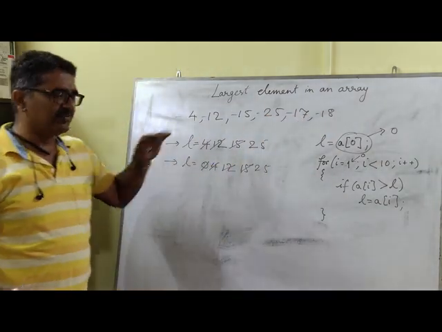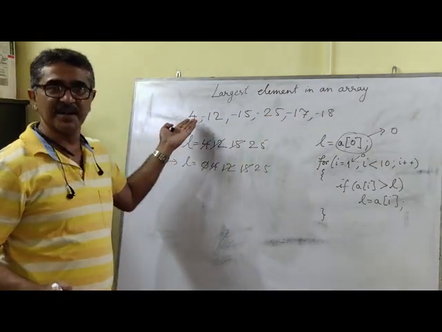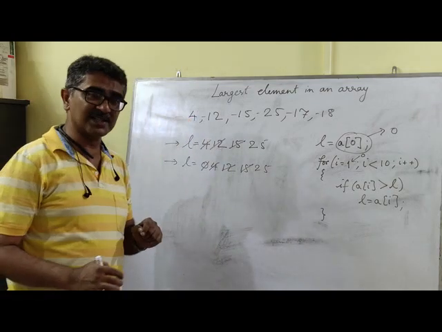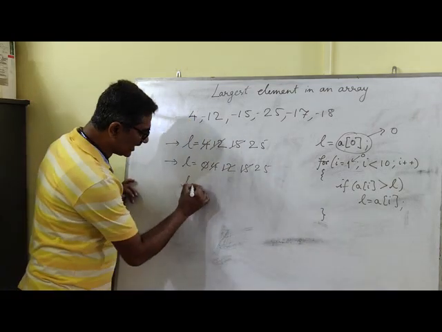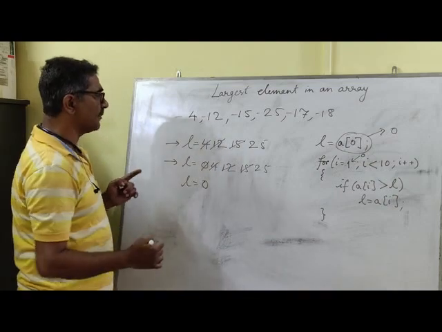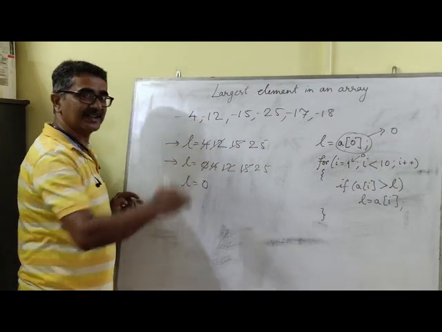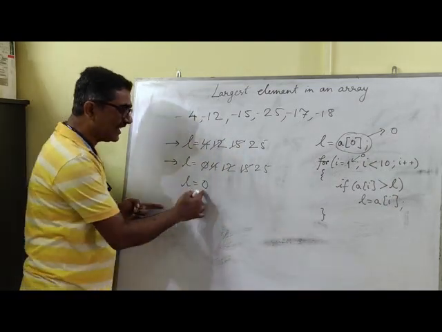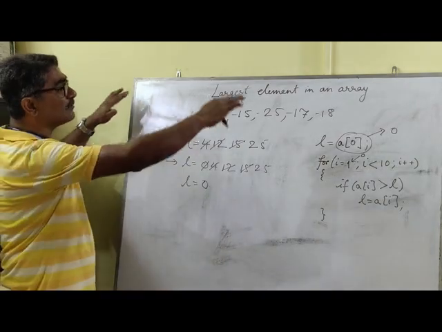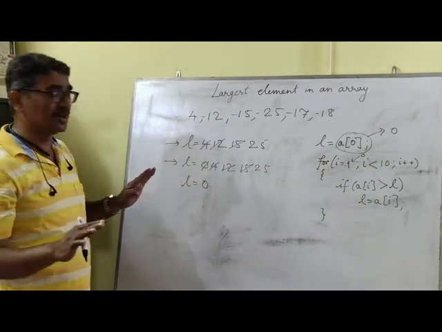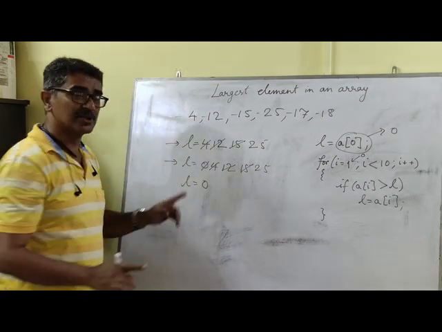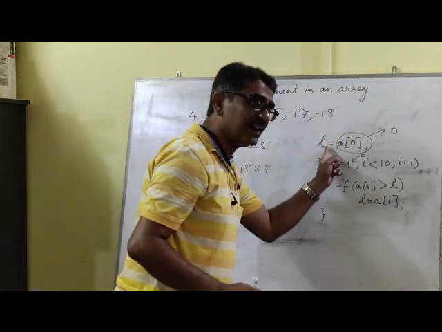If all are negative, which is the largest number out here? Obviously, it's -4. So if it is -4, now you see, if you take the value of L to be 0, now what happens? There will be no number which is greater than L. So how can L contain the largest number when all the numbers are negative? So it's not going to work when all the numbers are negative. So please don't take the value of L to be 0.